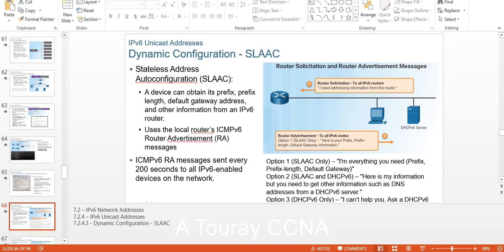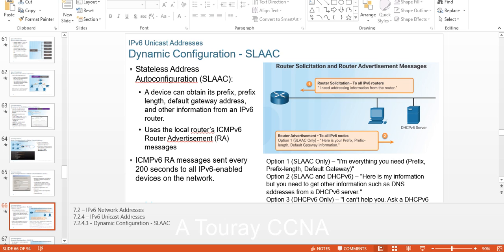So we have dynamic configuration. With IPv6, you can do some configurations for DHCP, so devices can obtain an IP address from a DHCP server on IPv6 very easily and quickly. What it does is use stateless address autoconfiguration, that is SLAAC for short. A device can obtain its prefix length, default gateway address, and other information from an IPv6 router. It can also use the router's ICMP router advertisement message to obtain its information.